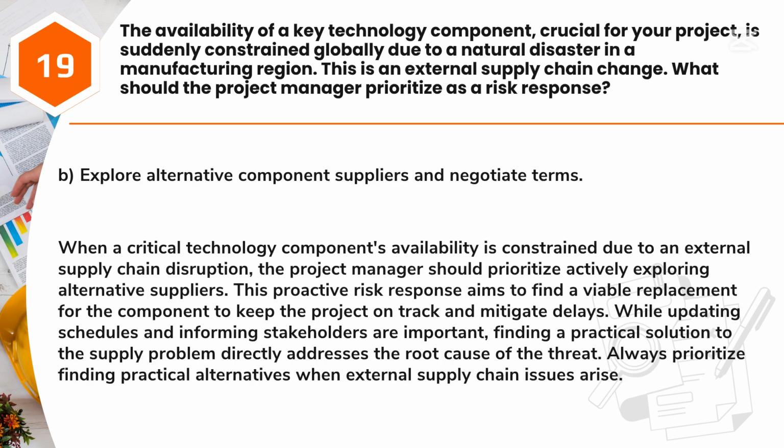Answer: B. Explore alternative component suppliers and negotiate terms. When a critical technology component's availability is constrained due to an external supply chain disruption, the project manager should prioritize actively exploring alternative suppliers. This proactive risk response aims to find a viable replacement for the component to keep the project on track and mitigate delays.